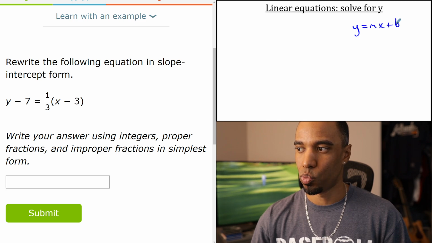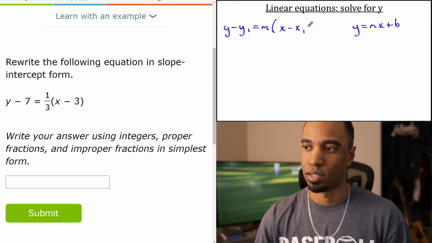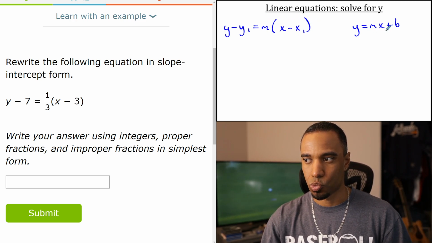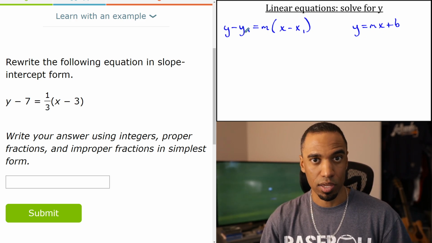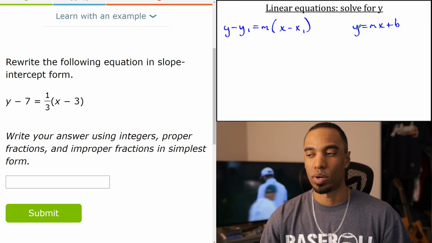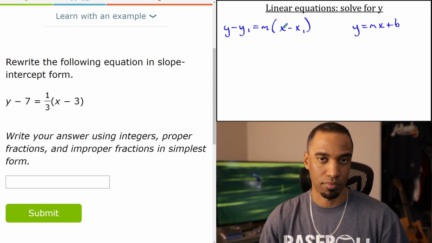Now, what's the difference between y minus y1 equals m times x minus x1, besides everything, and slope-intercept form here, is that this one has parentheses, this one does not. This one has something with y, perhaps, unless it's minus 0. This one does not. So this one is y by itself and simplified. So we have to get y by itself and we have to simplify.